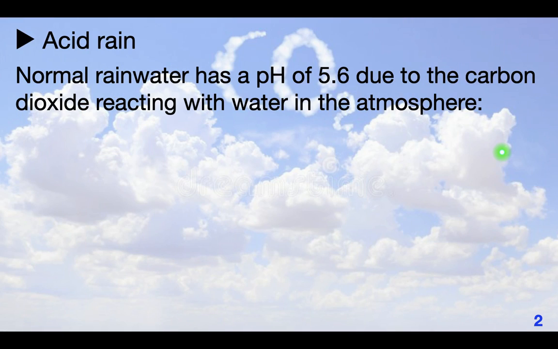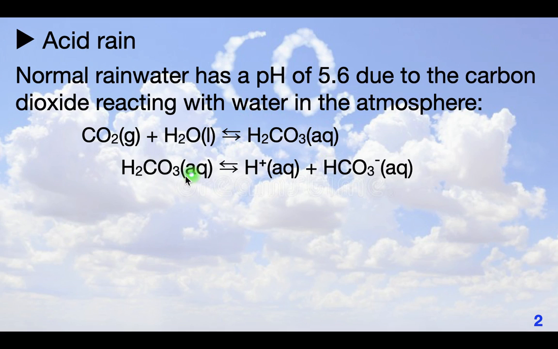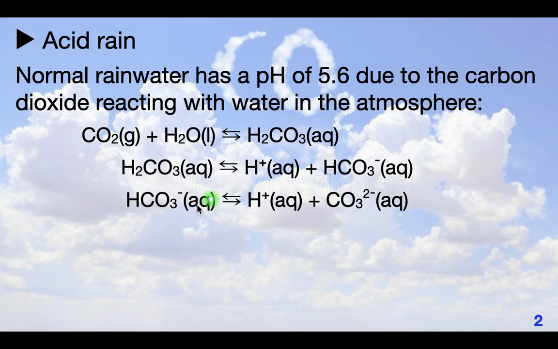Acid rain. Normal rainwater has a pH of 5.6 due to the carbon dioxide reacting with water in the atmosphere. And you've seen this before. Remember, non-metallic oxides react with water to form oxyacids, in this case, carbonic acid. Now, carbonic acid will ionize to form hydrogen ions, making it acidic, and the bicarbonate ions. The bicarbonate ions also can ionize to form even more hydrogen ions. So because of this very natural process, all water in the atmosphere is slightly acidic, a pH of 5.6.